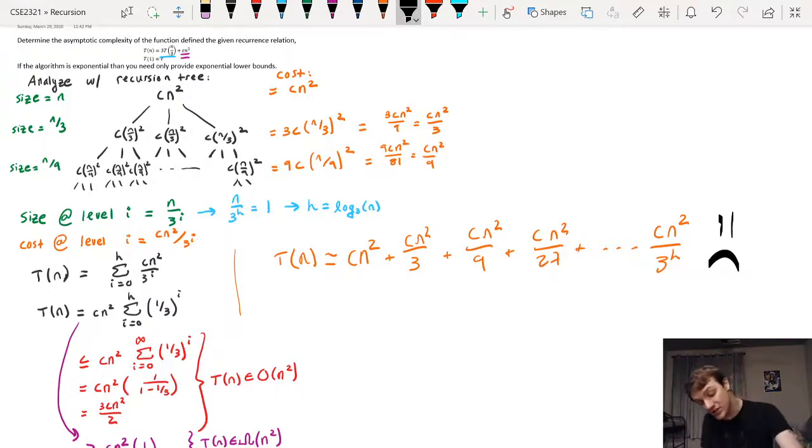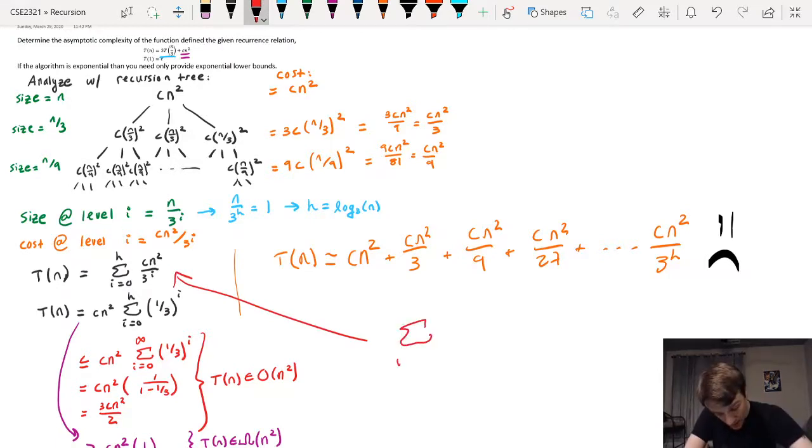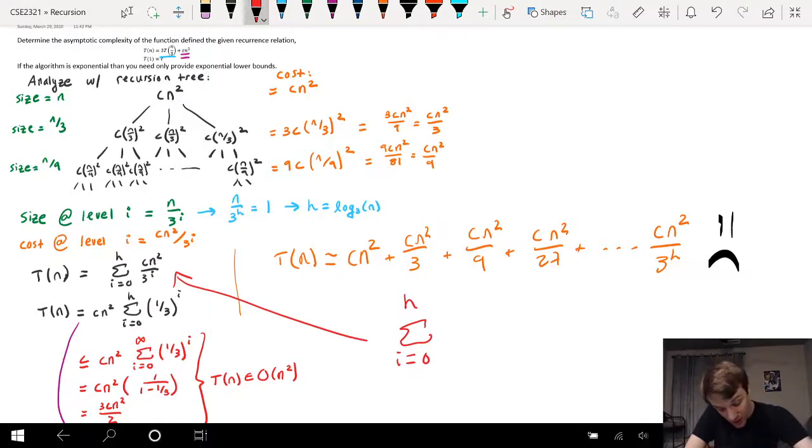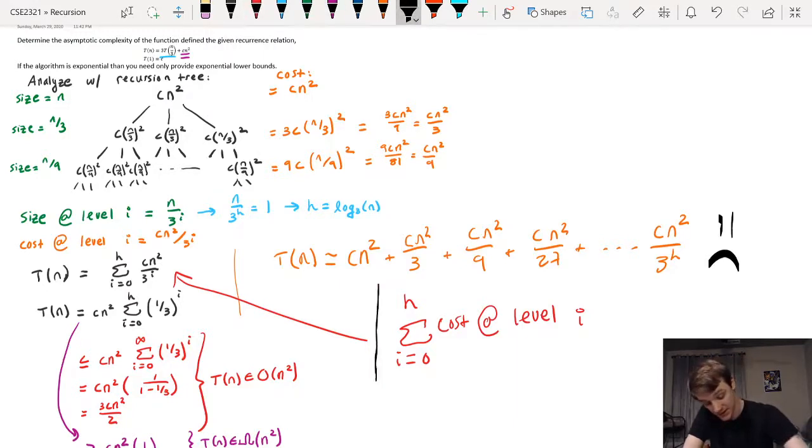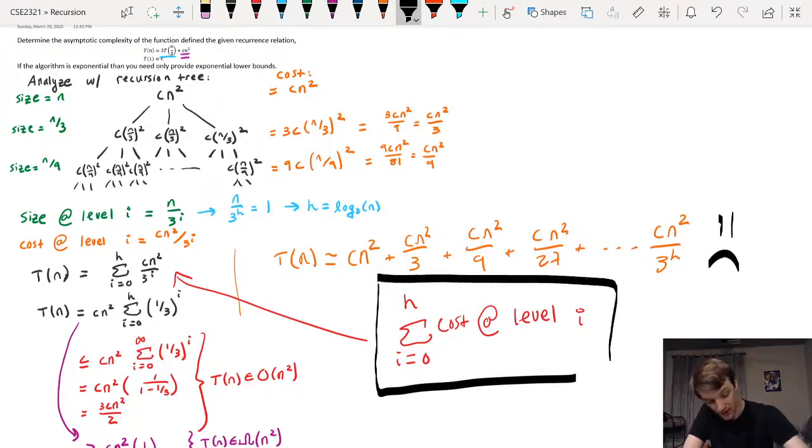This summation is the sum from i equals 0 to h of the cost at level i. That's always what we're doing. There's no cleverness involved there. That is always the summation we're analyzing. So if you want, you can just memorize that formula there that I just boxed in. But I recommend remembering how we attack the problem instead.